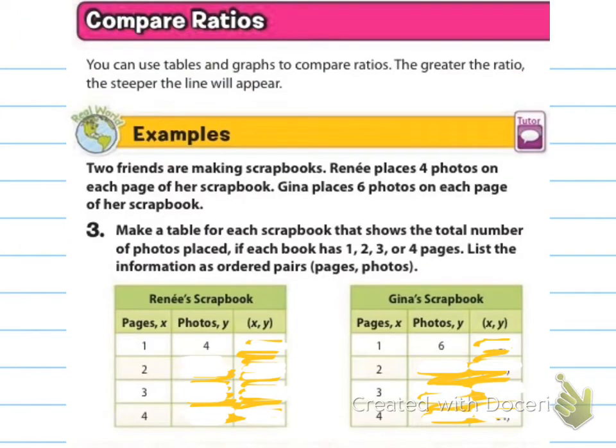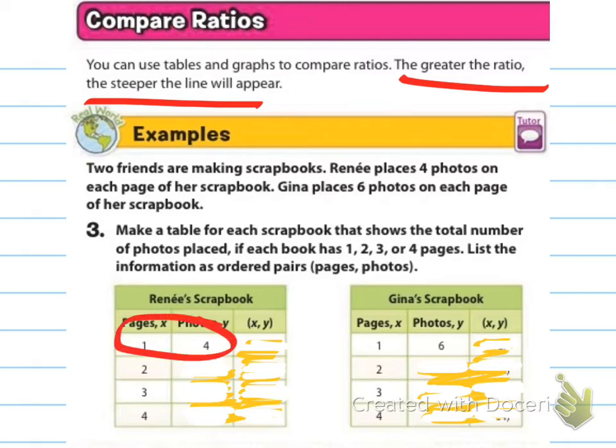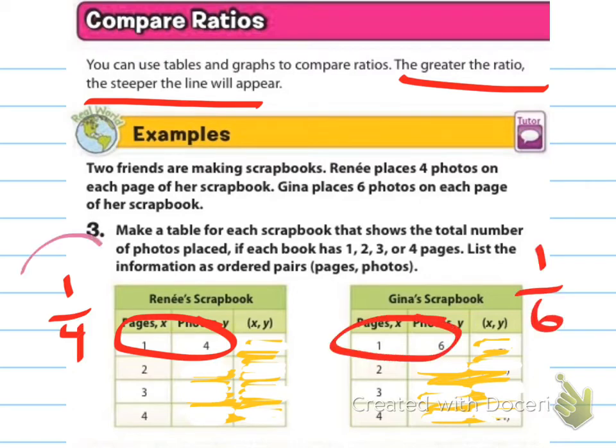All right. So the next thing that we're going to talk about is comparing ratios. So you can use tables and graphs to compare ratios. The greater the ratio, the steeper the line will appear. So that's really important. The greater the ratio, the steeper the line will appear. So if it's a ratio of, let's say for this one, 1 to 4 versus a ratio of 1 to 6, 1/4 is a larger number, meaning that we're going to be a steeper line, whereas 1/6 is a smaller number, so it's going to be a less steep line.